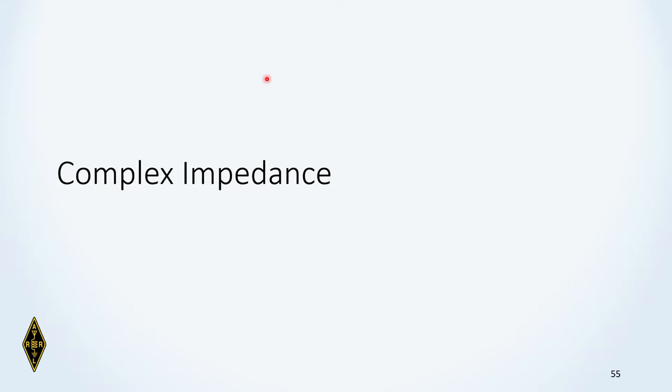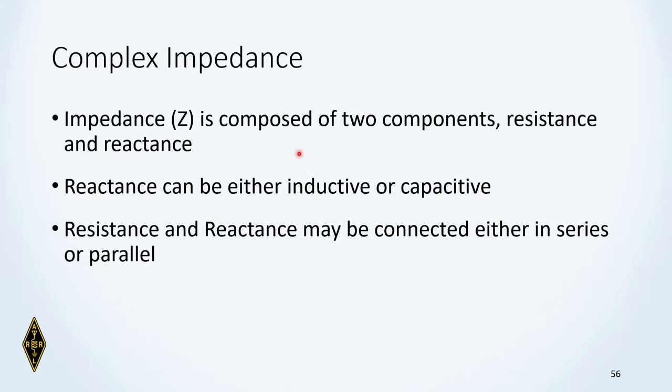Complex impedance. Okay, we've talked about pure capacitors and pure inductors. Now we're going to talk about complex impedance. We're going to add resistance into a series circuit. Impedance, or Z, is composed of two components, resistance and reactance. The resulting reactance can either be inductive or capacitive, and they can be connected in either series or parallel. We're only going to be considering the series case.